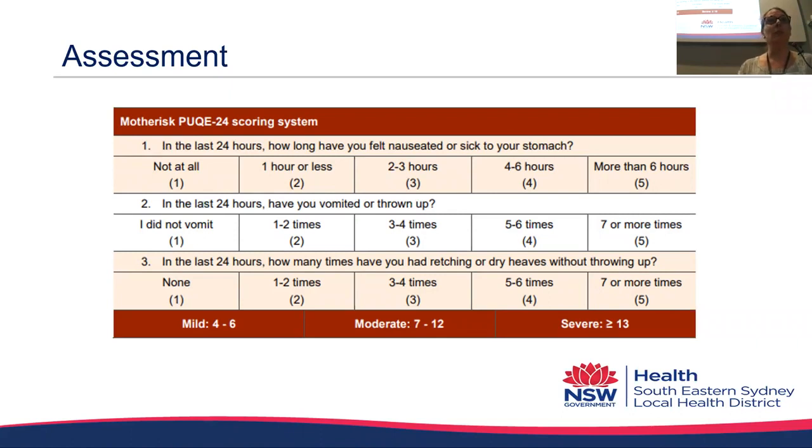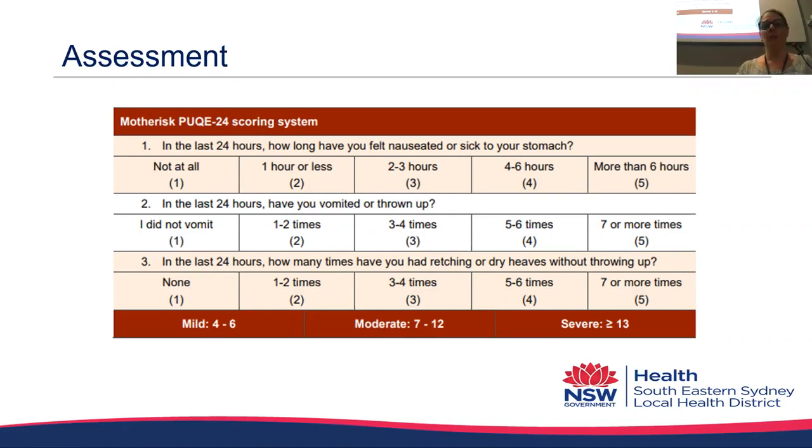Weight loss I've already talked about. Weight loss of 5%, and that's of pre-pregnancy weight. So anytime you weigh someone, it's important that you actually weigh them and calculate it based on their pre-pregnancy weight. Hydration status. Signs to support a diagnosis include decreased skin turgor, dry mucous membranes, decreased urine output, concentrated urine, and a postural drop in blood pressure.